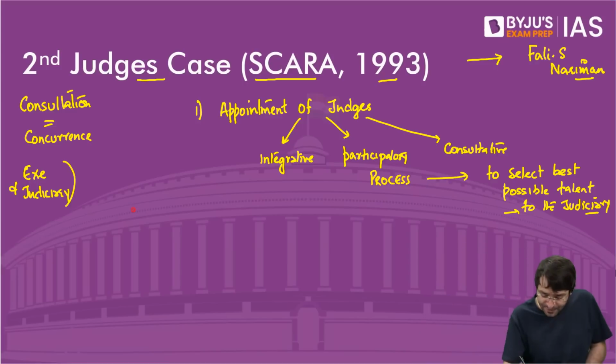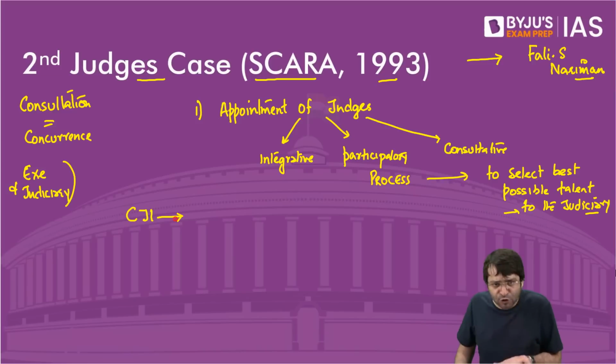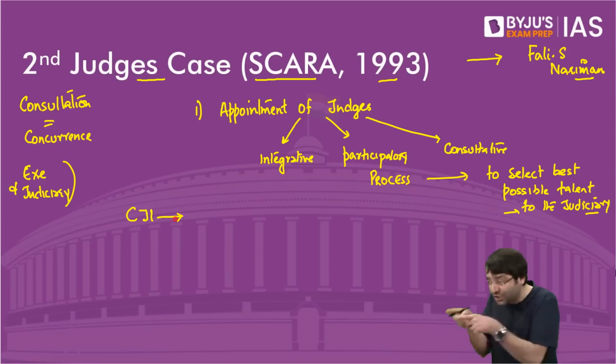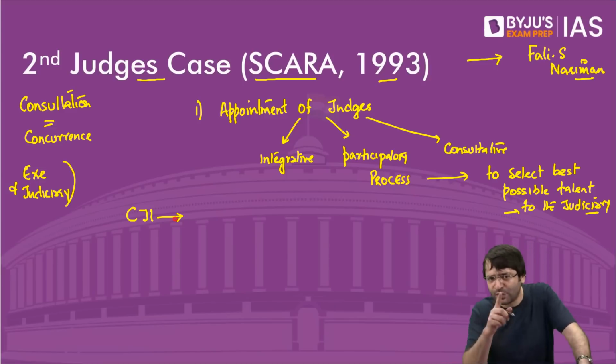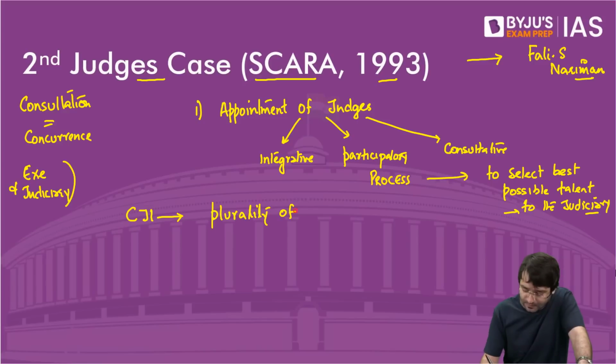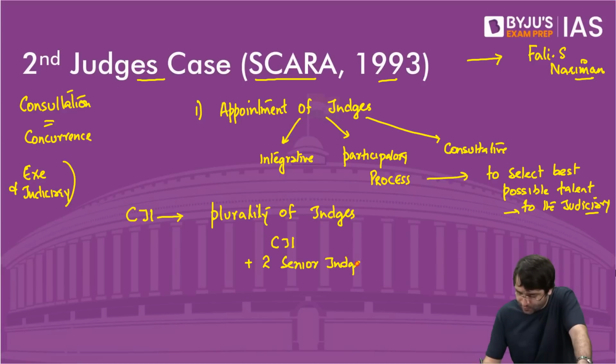And when we say Chief Justice of India, who are we? We are the Supreme Court. Who is the Supreme Court? Final interpreter of the Constitution. If the Constitution says consult the Chief Justice of India, you don't have to consult only the Chief Justice of India. Then you have to consult a plurality of judges. Plurality of judges means consult the Chief Justice of India plus two senior judges of the Supreme Court.